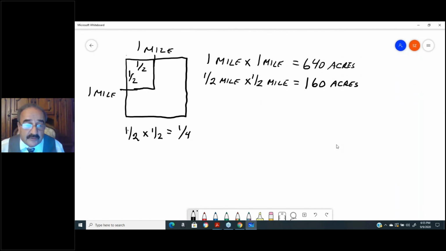Let me ask you another question. 1/8 of a mile by 1/8 of a mile equals how many acres? Go ahead and figure that one out. If 1 mile by 1 mile equals 640 acres, then 1/8 of a mile by 1/8 of a mile equals how many acres?